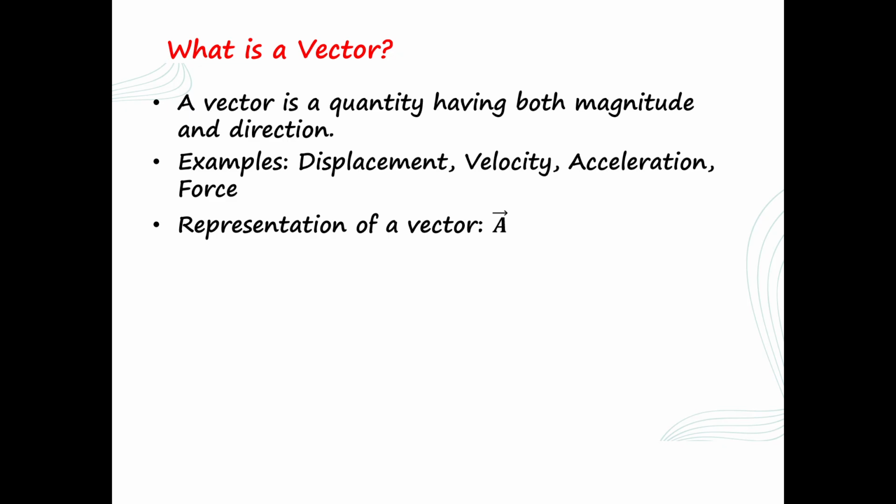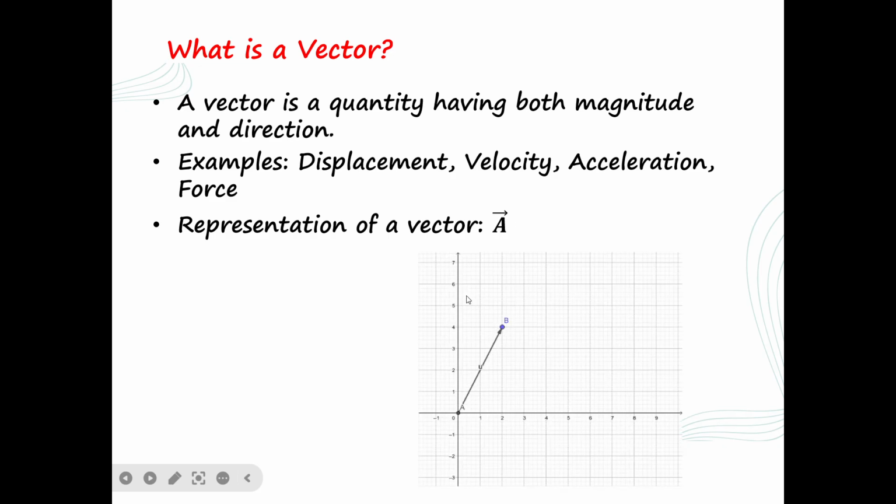A vector is represented by a bold letter like A, or A with an arrow overhead, and read as vector A. For example, in the given graph, a line originates from origin and is pointed towards B. So here we can say OB is a vector.